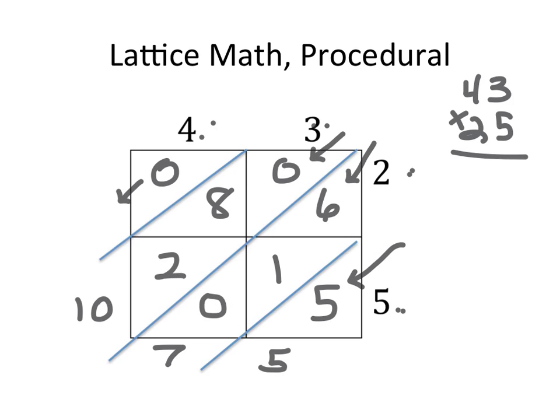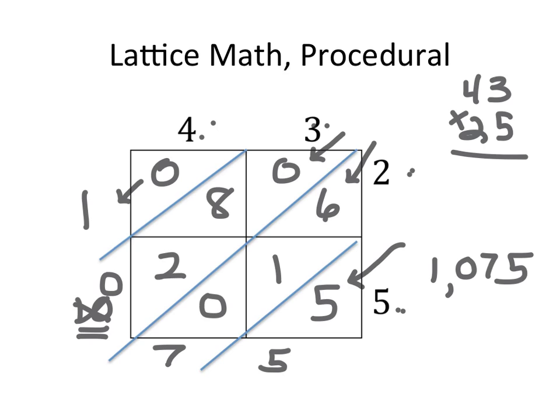Now we know that 10 hundreds would be the same as 1,000, so we're going to actually move that up here to 1,000, which means we now have no hundreds at all. So our answer is 1,075.